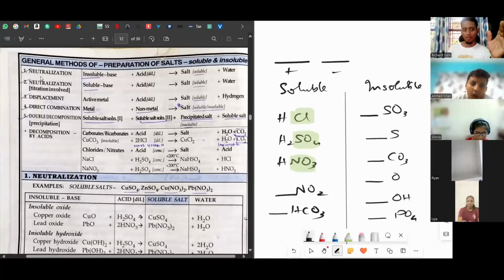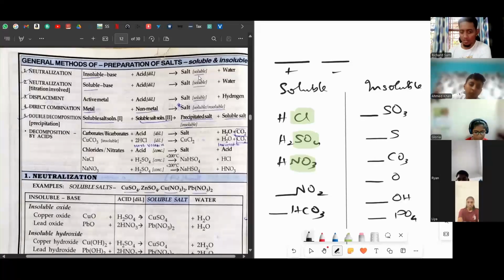Okay. See, the headings are here: neutralization, then neutralization with titration. Titration is where you add one of the components drop by drop. Then displacement, direct combination, and double decomposition. Okay, that's it. 5 different types of reactions that are used to prepare salts. So for each one, they have written insoluble, soluble, everything, all the bases and the salts have been mentioned separately as soluble or insoluble.